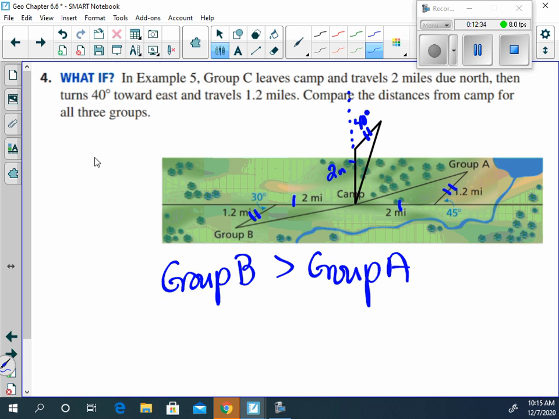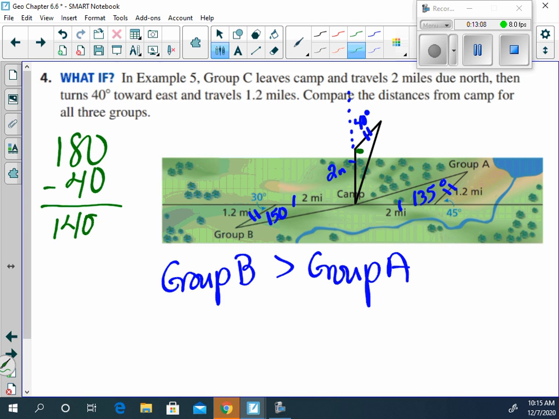Now we knew group B was 150 degrees. Group A was 135. So if group C traveled the longest, it would have to have an angle greater than 150. Does it have an angle greater than 150? Then it's the biggest side, yes? But I don't know the angle yet, because to find it, I have to do what? I have to take 180 and subtract 40. What's 180 minus 40? 140. So this angle here is 140 degrees.